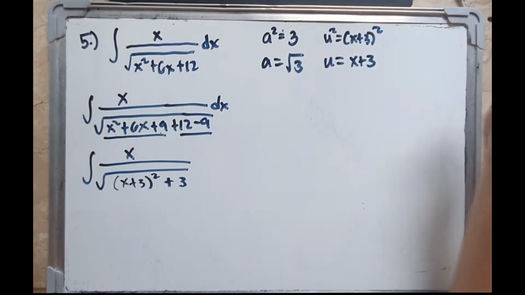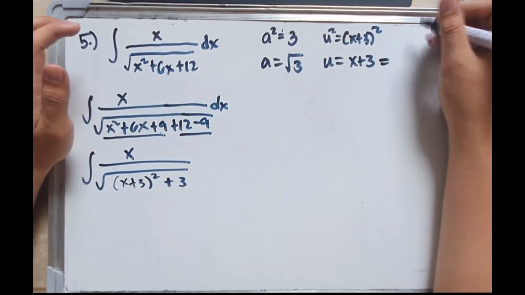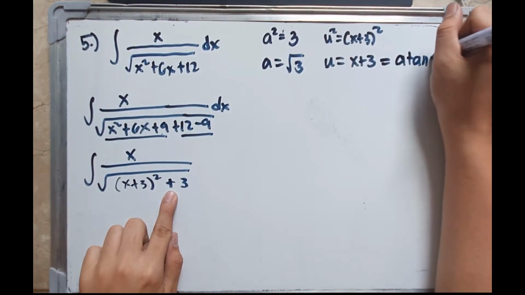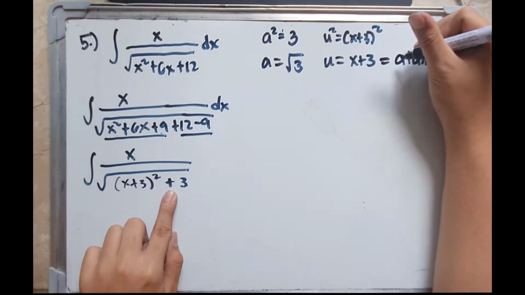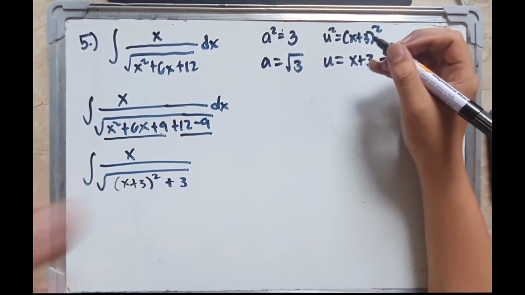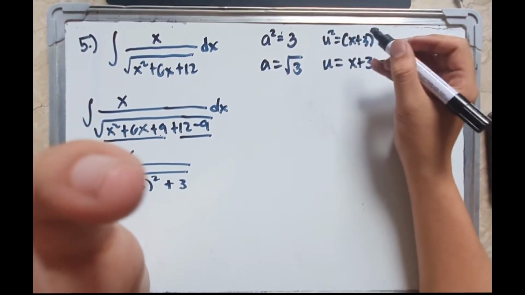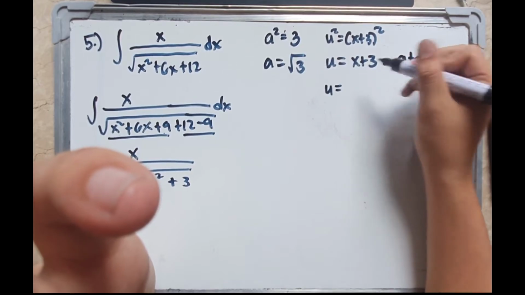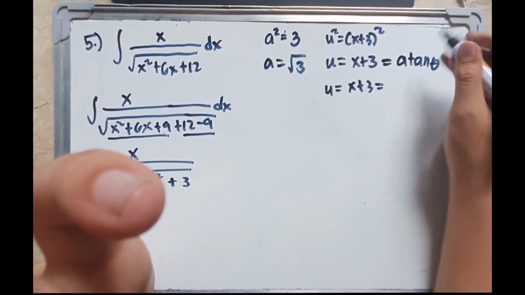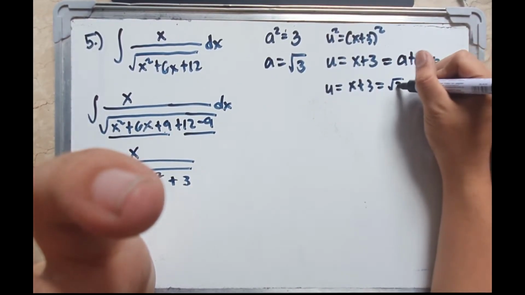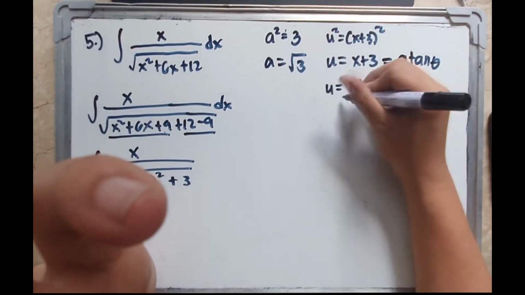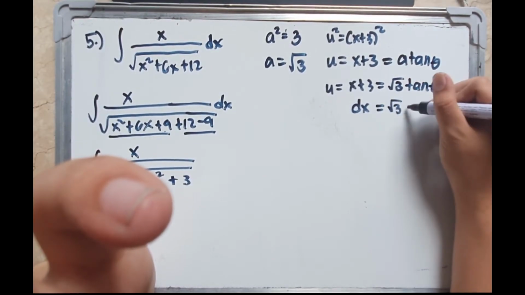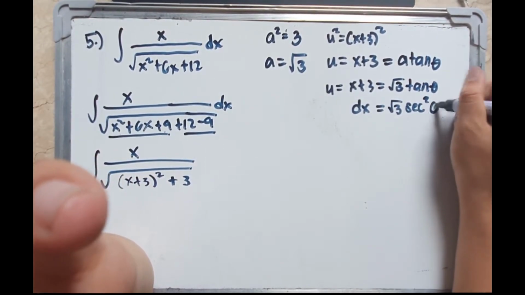Okay. So what shall we assign here? Since this is plus a tangent theta. What is our a? Our a is square root of 3. So let's have u, x plus 3, and this is square root of 3 tangent theta. The derivative of x plus 3, that is dx. Square root of 3, the derivative of tangent, that is secant squared theta d theta.